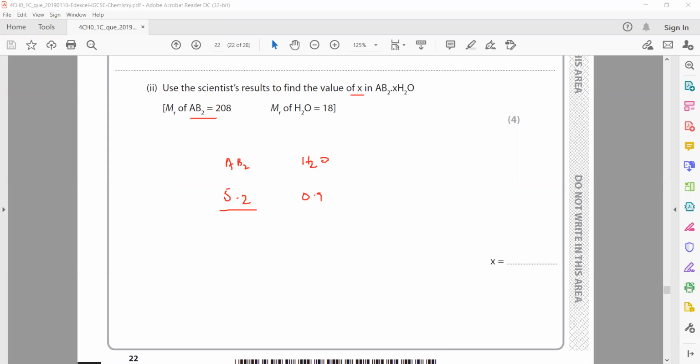Divide by the relative molecular masses, 208 and 18. So this will be 0.025 and this will be 0.05, and then divide by the smallest value, 0.025. So this will be 1 to 2. So in the formula AB2.XH2O, because the ratio is 1 to 2, the value of X is equal to 2.